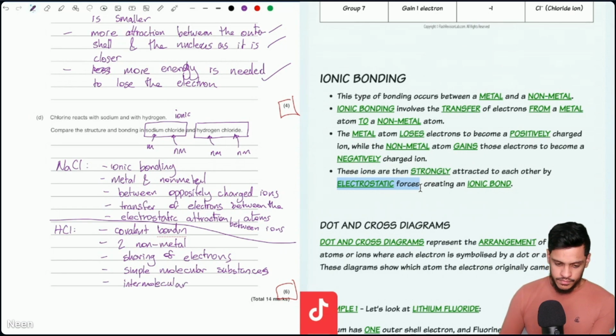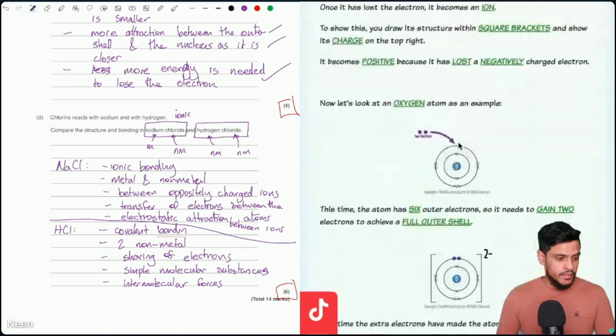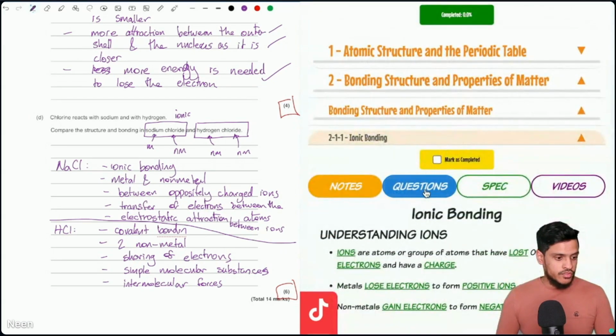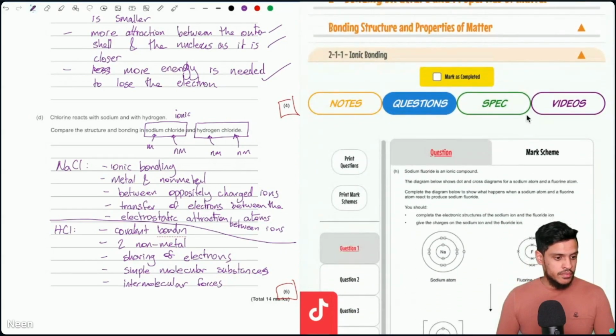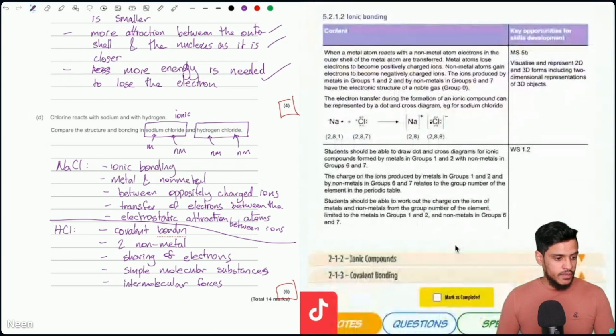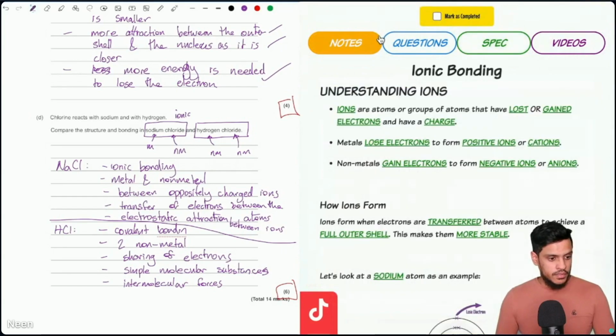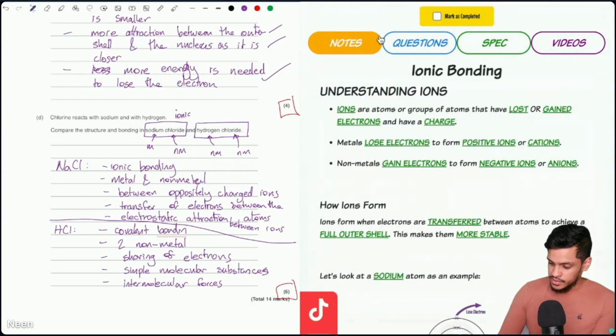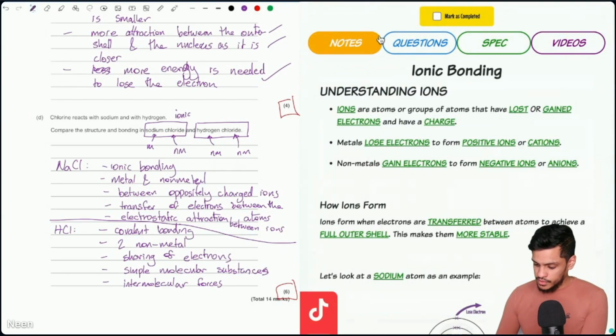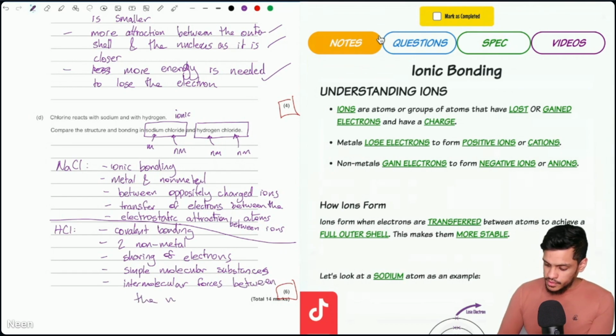Not getting a lot of replies for this question. Is it because it's a bit more difficult? All of this is in the notes, guys. So if you're struggling with bonding, just go through all of it. Go through the notes. Try out all the questions on it as well. Check out the spec points. Make sure you know everything in it. Carry on practicing after this if you're struggling. So intermolecular forces between the molecules.